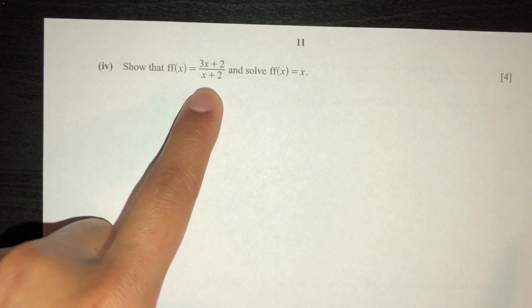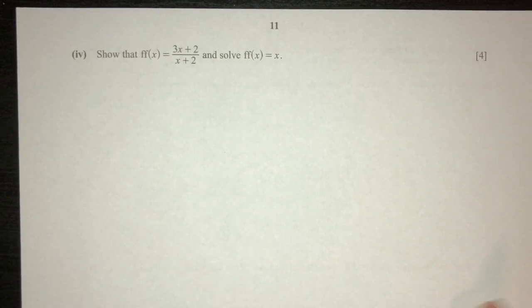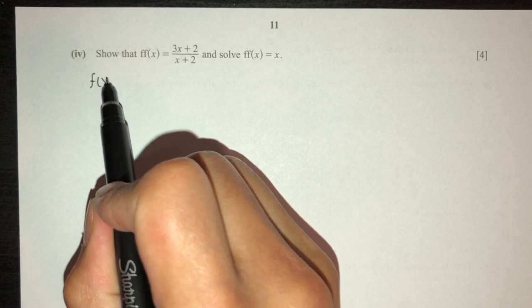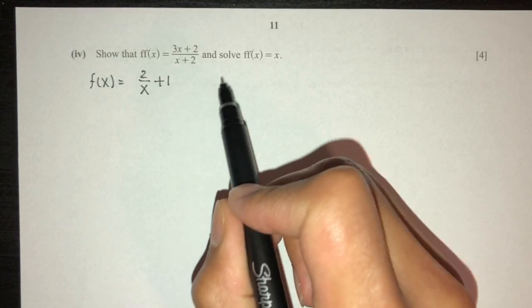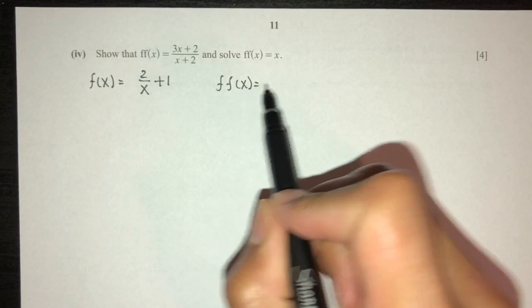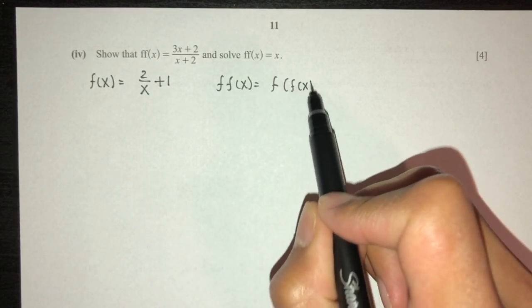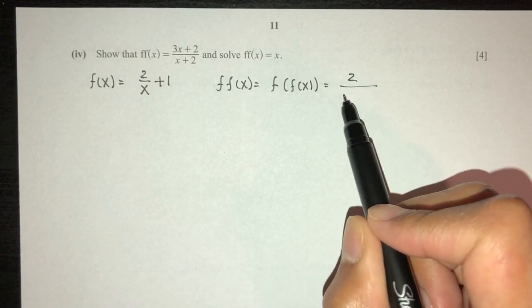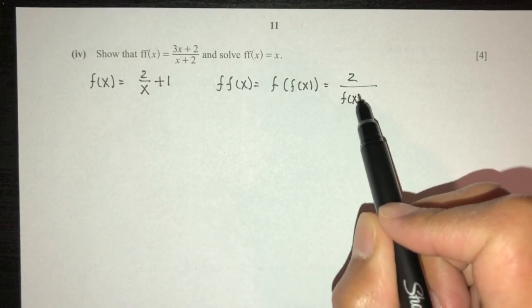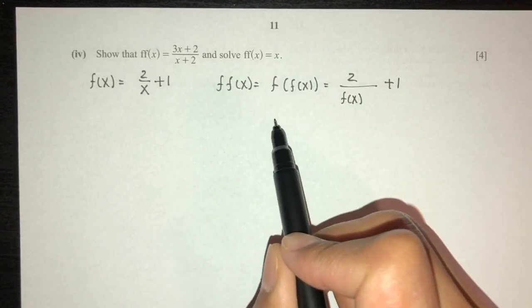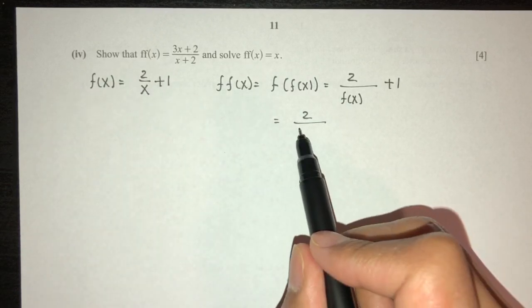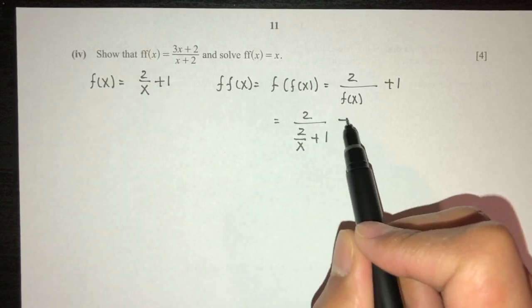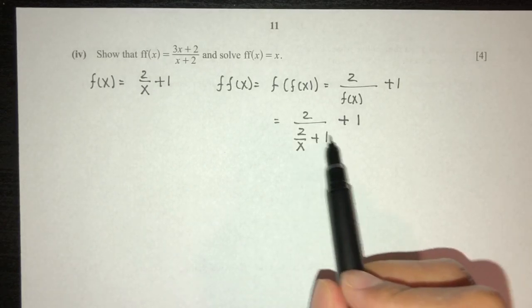Now for part 4, we have to show that f of f equals this and solve this equation. So first we know that it is given to us that f of x is 2 over x plus 1. Now what is this? It is just the same f of x, which is 2 over f of x plus 1. That is equal to 2 over, what is f of x? It is this, so it will be 2 over x plus 1, plus 1. Now let's simplify this first.